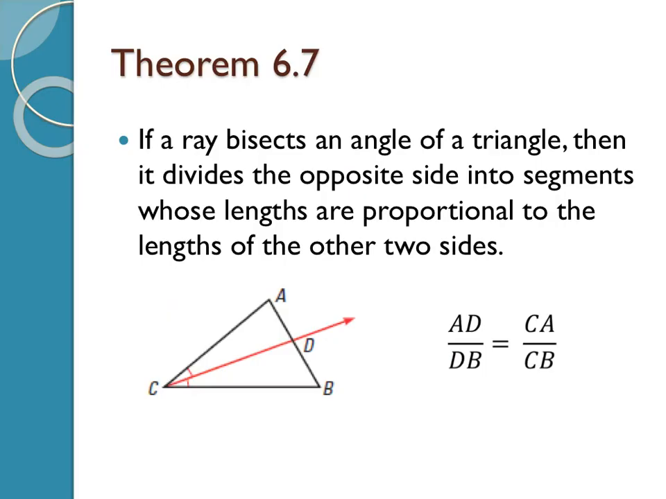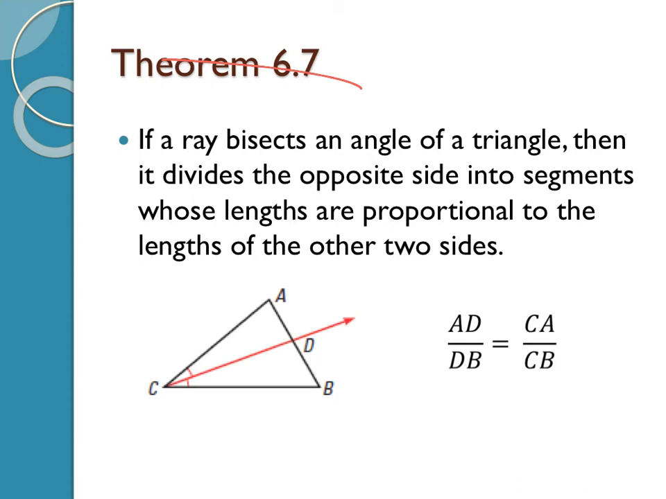Last theorem, again, it's got a number. Number's not important to us. What's important is what it states. And this says that if a ray bisects an angle of a triangle, then it divides the opposite side into segments whose lengths are proportional to the lengths of the other 2 sides.